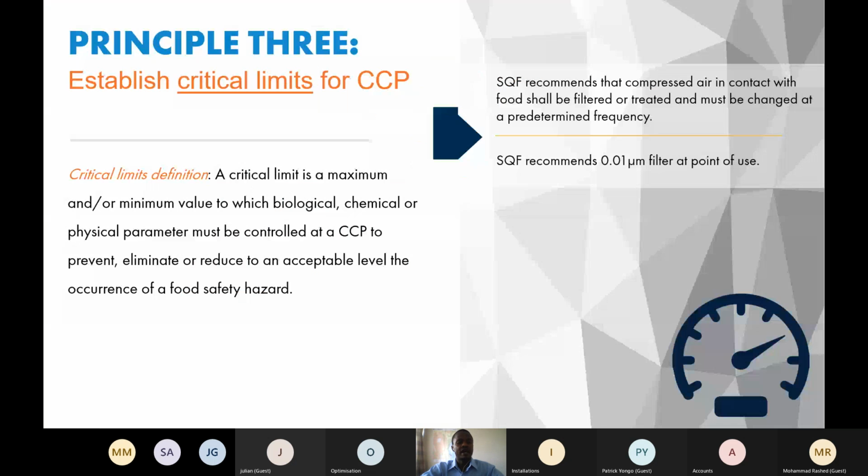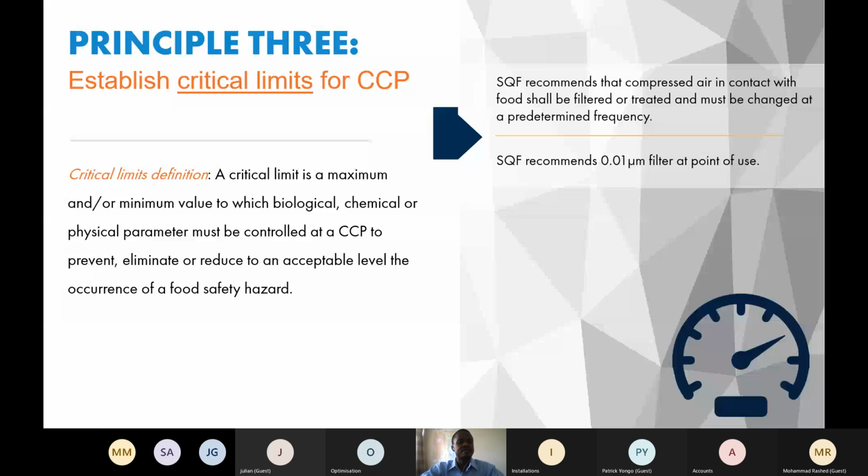Principle 3 of HACCP states that you need to establish critical limits for the critical control point. Now, what I've found is that many multinational industries have already defined the quality of compressed air that should come into contact with their products, but many other industries have not.